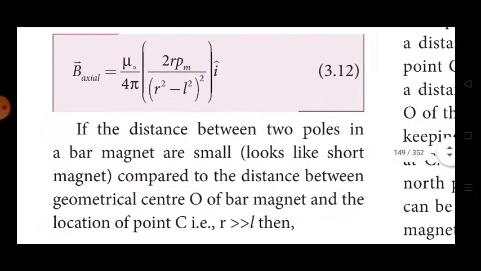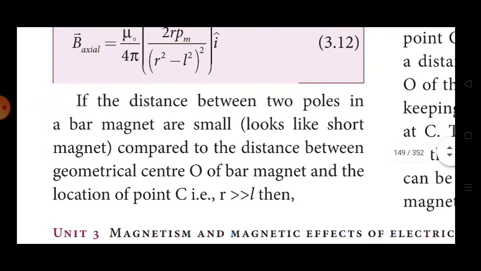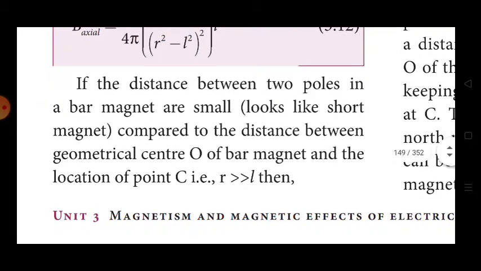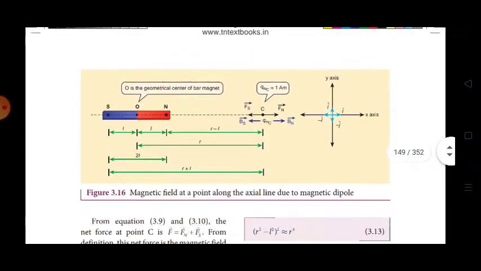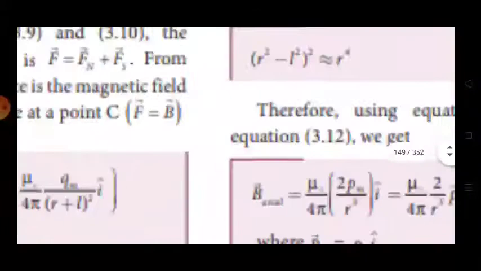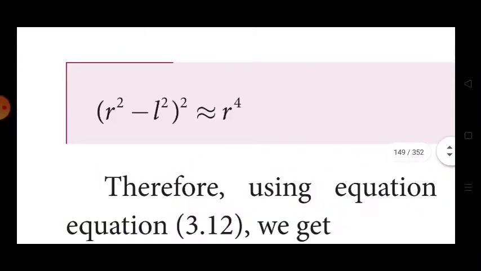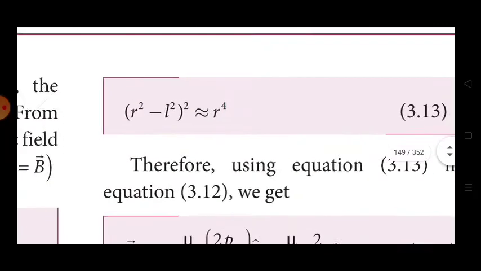If the distance between the two poles in a bar magnet is small, it looks like a short magnet, compared to the distance between the geometrical center of the bar magnet and the location point C. That means r is very much greater than L. So L can be neglected. Simply, (r square minus L square) whole square is nearly equal to r power 4. That is the derivative 3.13.